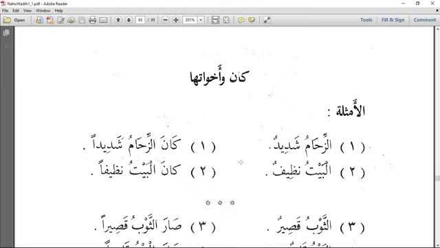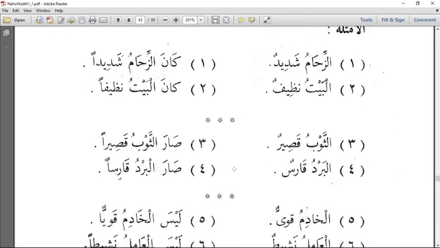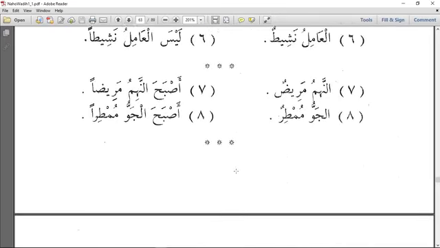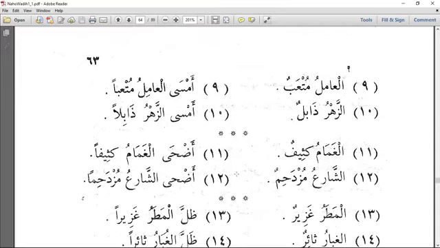So this is Nahw class 32. And inshallah tonight we are going to be looking at Kana wa akhawatuha. The book we are using still remains Nahw Wadi, the first part of Nahw Wadi for Idadi. Kana and its sisters. We are going to look at what we use Kana wa akhawatuha for, and how.